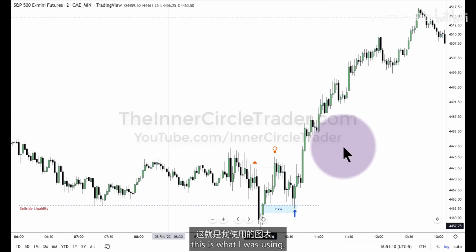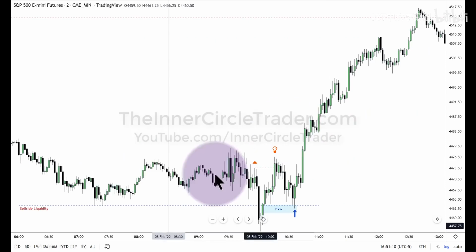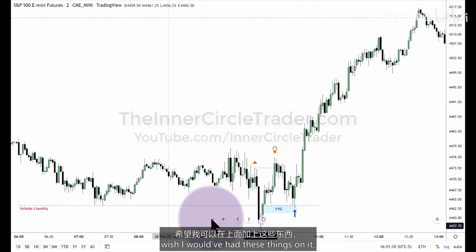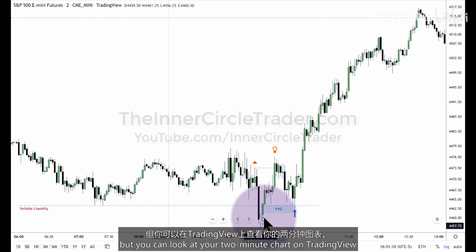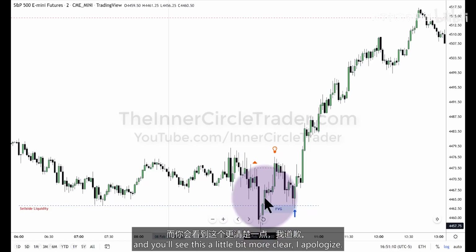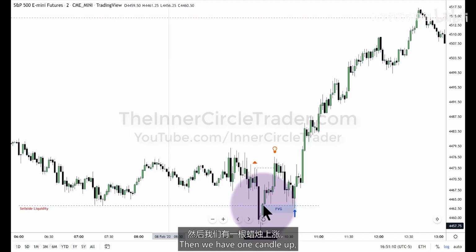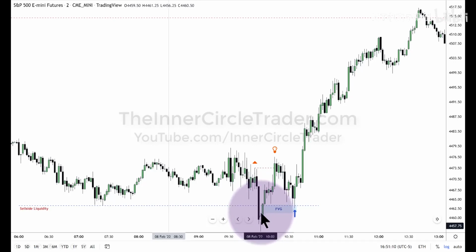So the 2-minute chart, this is what I was using. The market trades below the old low, as we see here. I apologize for the screenshot. I wish I wouldn't have had these things on it, but you can look at your 2-minute chart on TradingView and you'll see this a little bit more clear. But this low candle, its high. Then we have one candle up. The next candle's low. There's your fair value gap. That's the run in here.